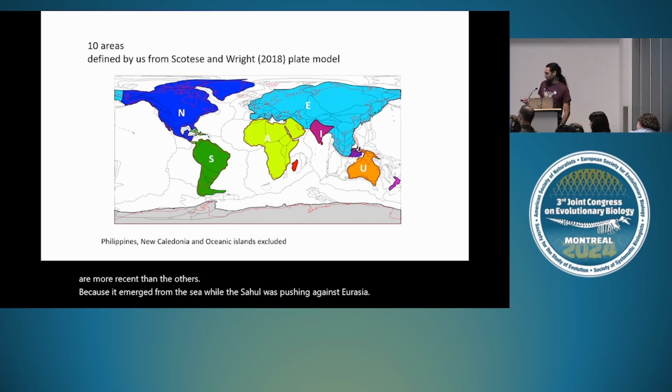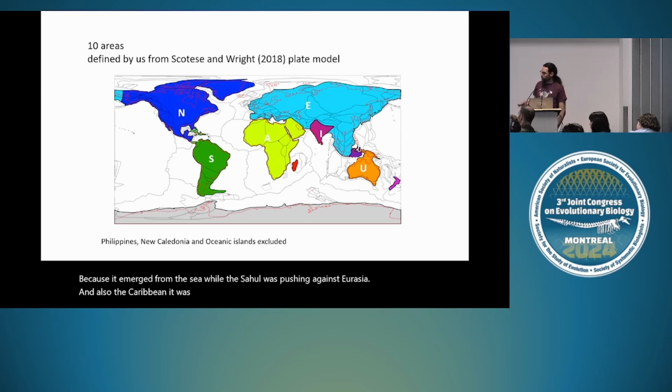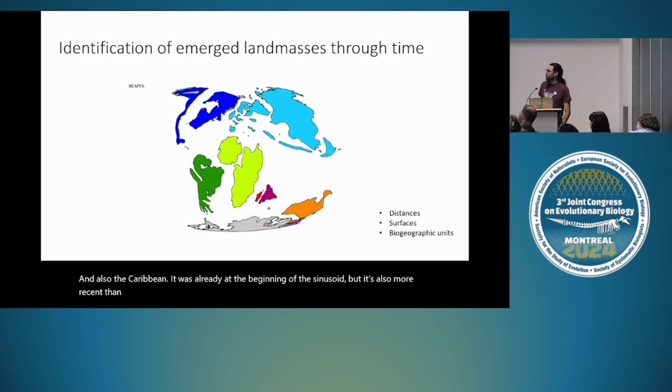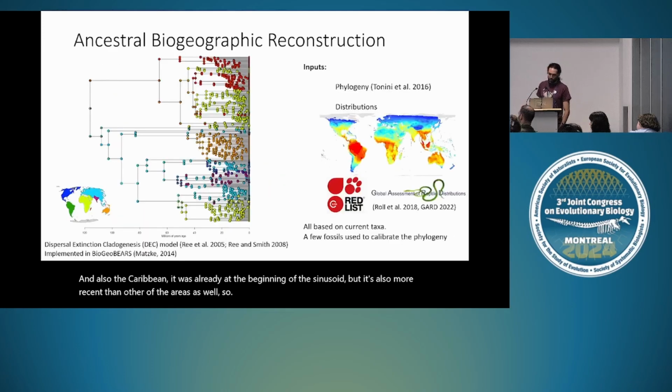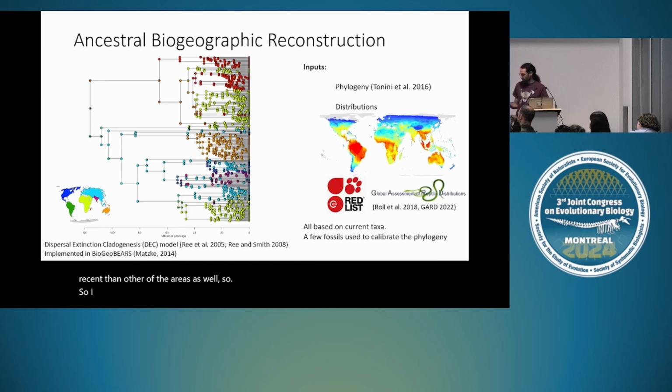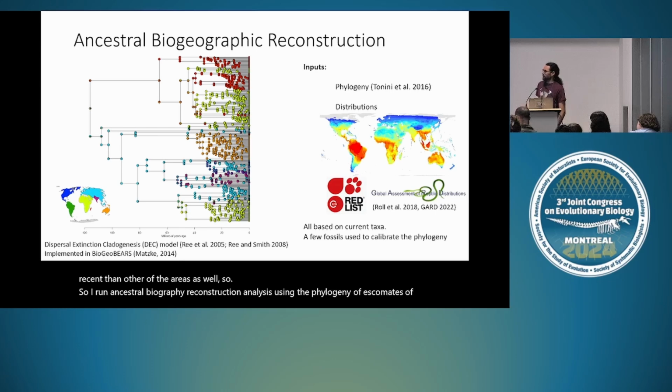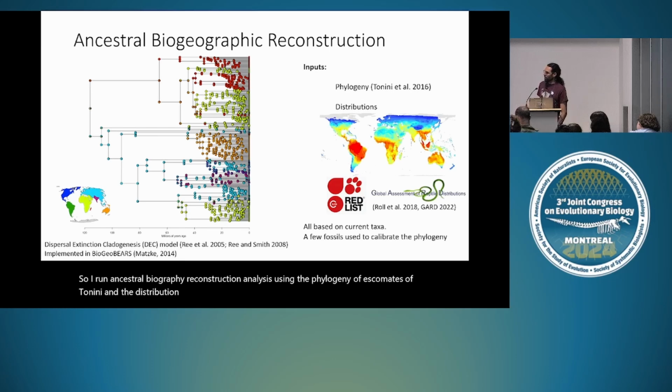And also, well, the Caribbean, it was already at the beginning of the Cenozoic, but it's also more recent than other of the areas as well. So I ran ancestral biogeographic reconstruction analysis using the phylogeny of squamates of Tonini and the distribution data from the IUCN and the Global Assessment of Reptile Distributions.